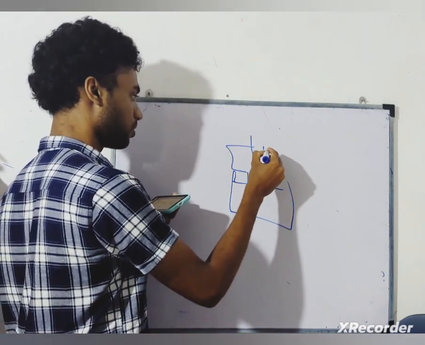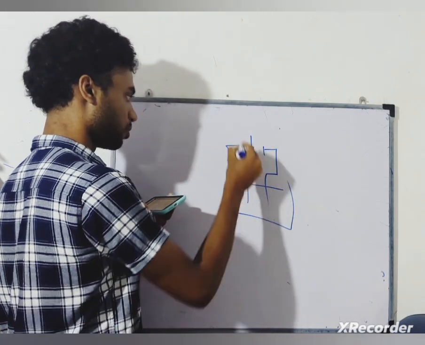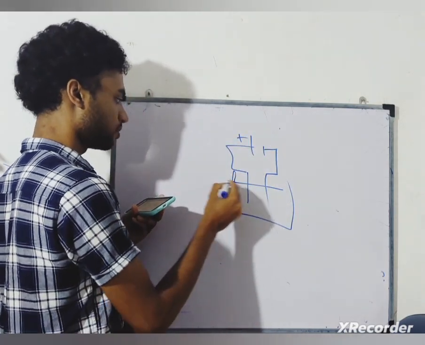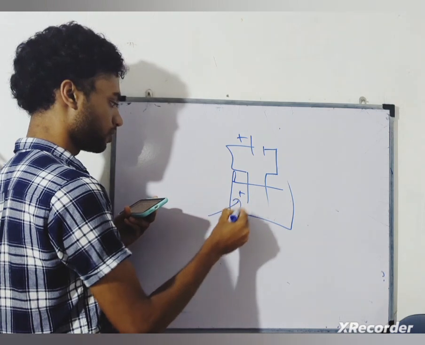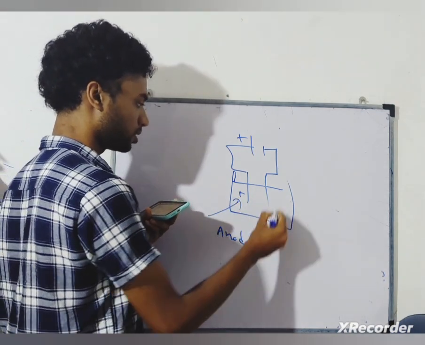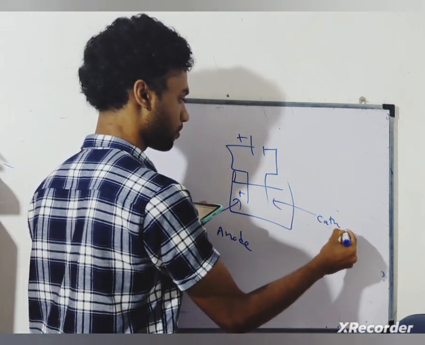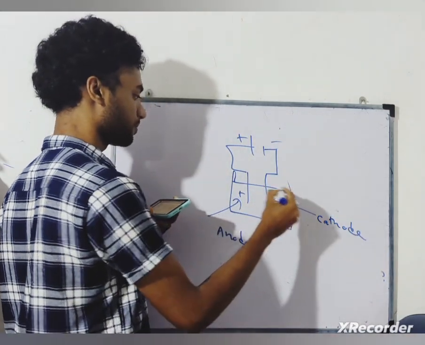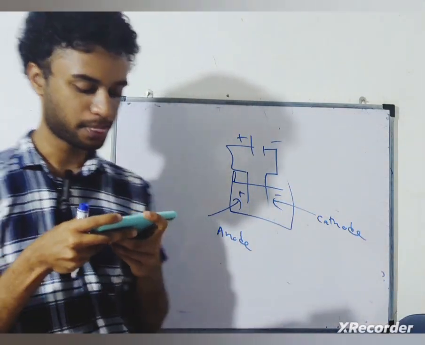You know that the anode should be connected to the positive terminal of the battery. So this is the anode, right? And this is going to be the cathode, connected to the negative terminal of the battery, right? So the answer is going to be the second one.